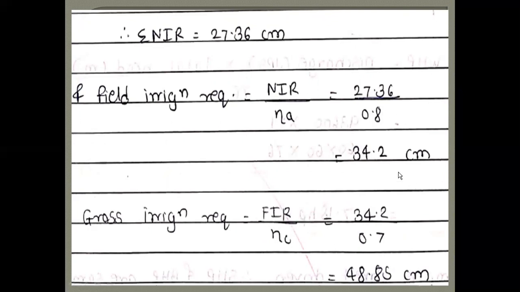Therefore, FIR, that is field irrigation requirement, we get the value of 34.2 centimeter. And the gross irrigation requirement, that is field irrigation requirement upon conveyance efficiency, we assume the conveyance efficiency 70%, and the value of field irrigation requirement FIR is 34.2 centimeter. Therefore gross irrigation requirement, that is GIR, is equal to 34.2 upon 0.7, that is 48.85 centimeter.